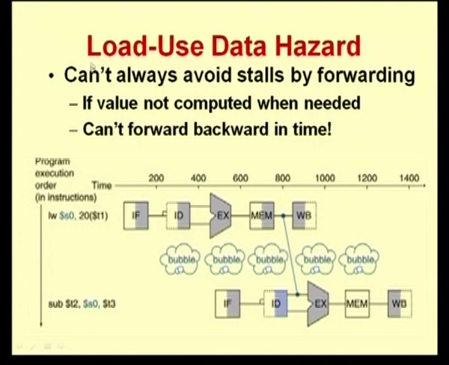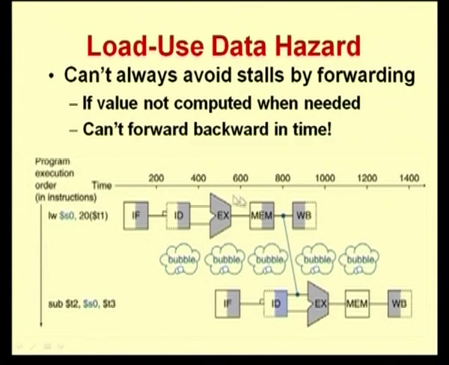Let me take an example of a load followed by an instruction which is using that value, which is loaded by the load instruction. Now, you will see that you can't always avoid stalls by forwarding. When is that going to happen? When I really need the value, if that value has not been computed, then obviously I can't forward it. You can't forward backward in time. Forwarding can happen only if the value is already available; later I can use it, but you can't go back in time.